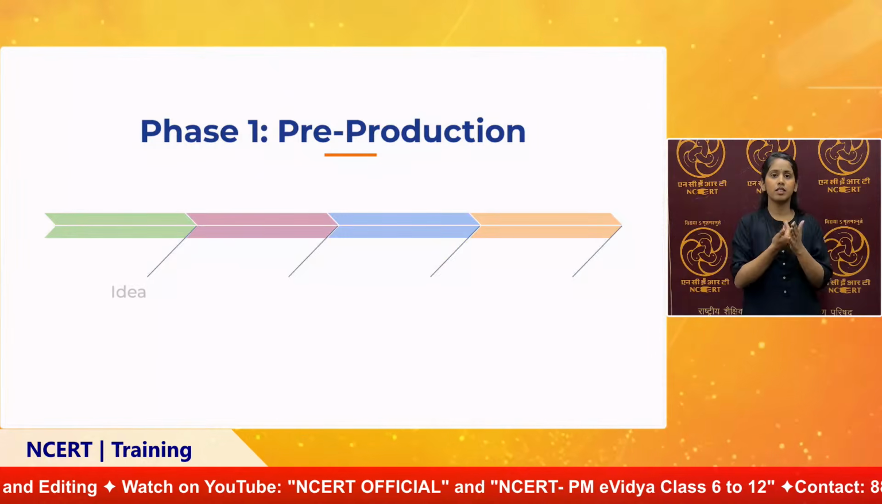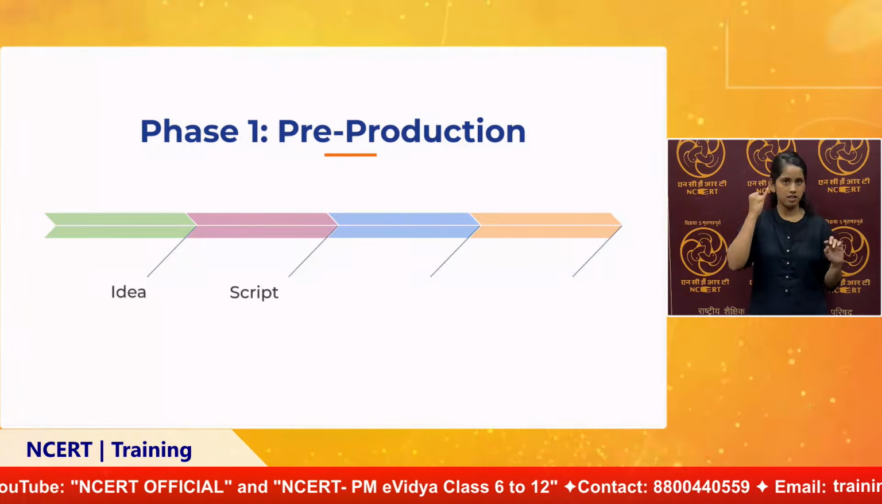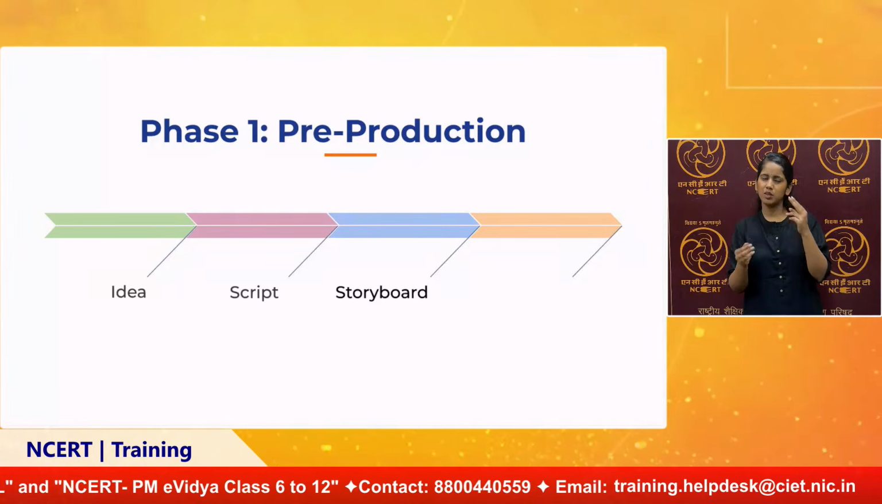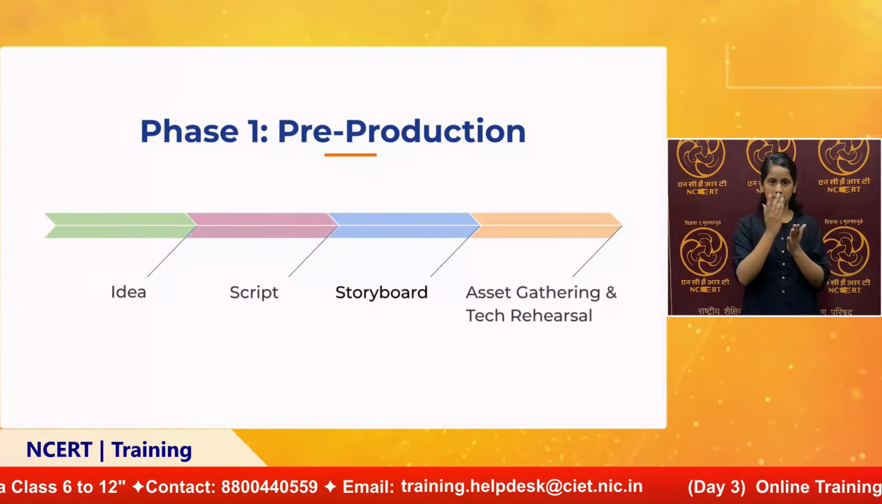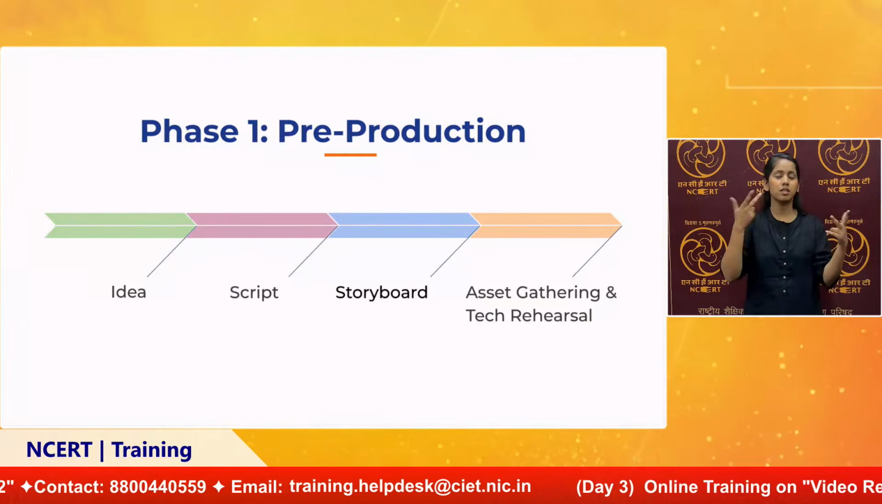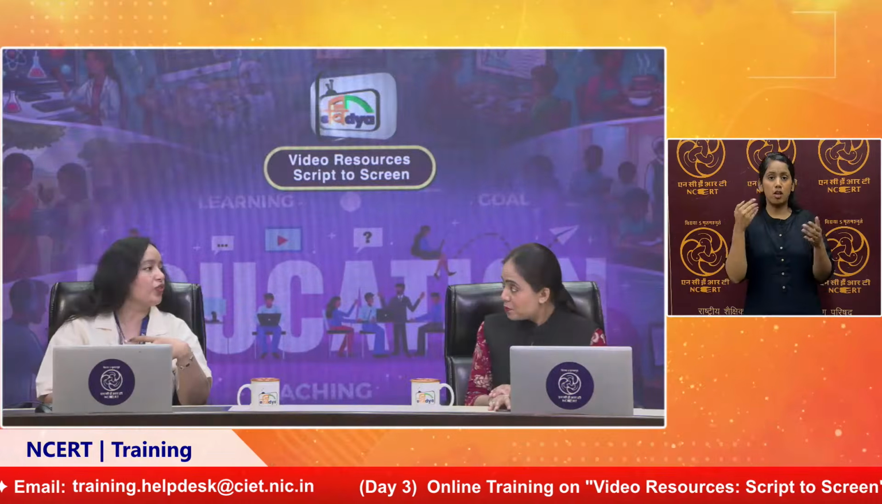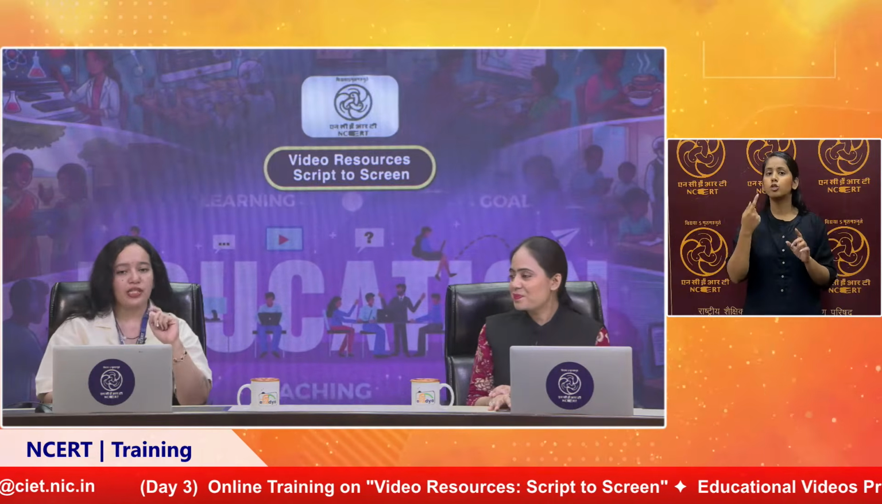Sure. So it starts with an idea. I have already told you. Yes. Then the script, and then the storyboard. Storyboard. Yeah, because earlier I just touched on it, I haven't explained the storyboard briefly. And the last is asset gathering and the tech rehearsal. Asset gathering means hiring of a crew, cast, and the props, equipment also? Yes, equipment, everything related to the production. Okay. So this is the pre-production stage.